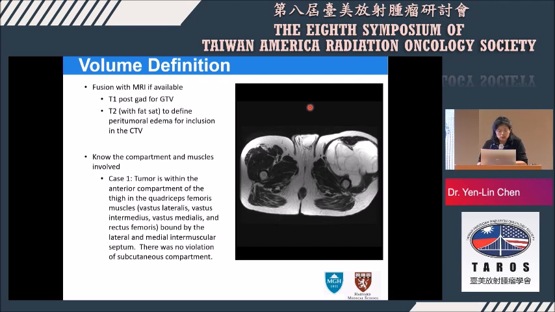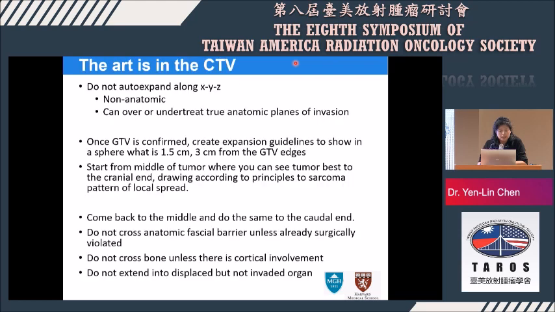All right, volume definition, a bit more specifics on that. Fusion with MRI if it's available, T1 post-gad for GTV. T2 is important to look at peritumoral edema for inclusion. It's important to look at each case and know what compartment and muscles are involved. The art is in the CTV, so do not auto-expand along the XYZ of the couch.